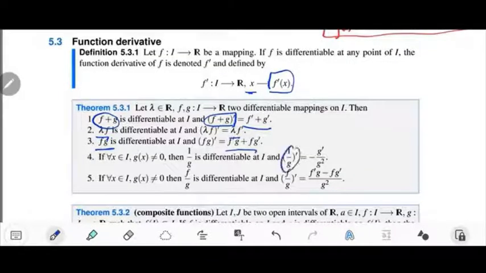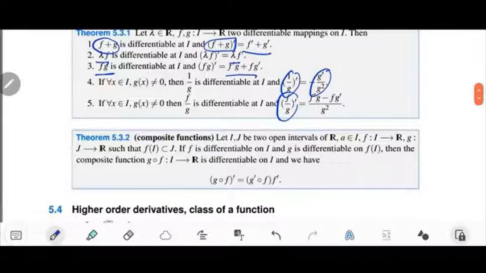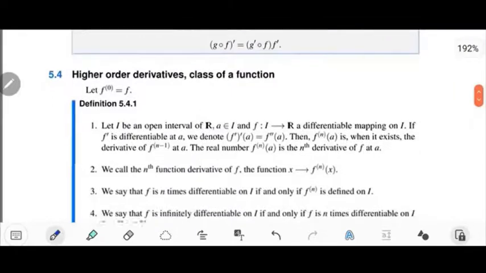The derivative of the ratio 1 over g is minus g prime over g squared, and for f over g it will be f prime g minus f g prime over g squared. As well, we can prove the same thing for the composite functions, saying that the derivative of g round f is g prime round f of x, times f prime. So it's the same results applied to the function derivatives.